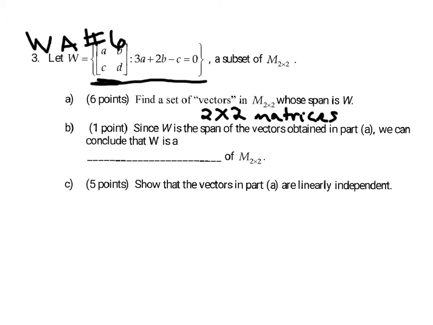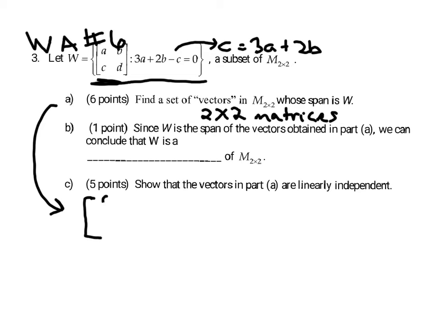Okay, so the added condition here, we've got this equation 3A plus 2B minus C equals 0. I would rewrite that equation, just move the C over, and so C is equal to 3A plus 2B. That's what I would take from that equation there. So I've got 4 entries in the matrix, but it looks like I can substitute for at least the C here. So these matrices have the form A, B. For C, C is going to be determined by whatever A and B are. And then D seems to be completely independent here.